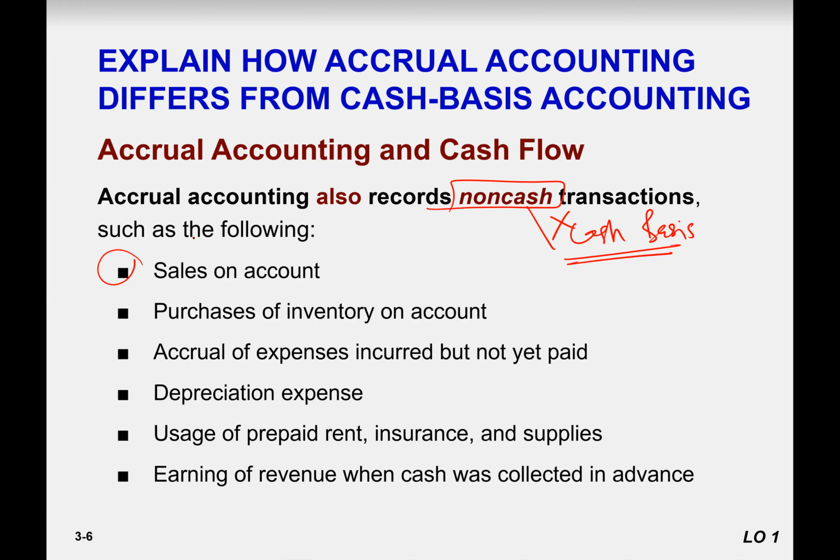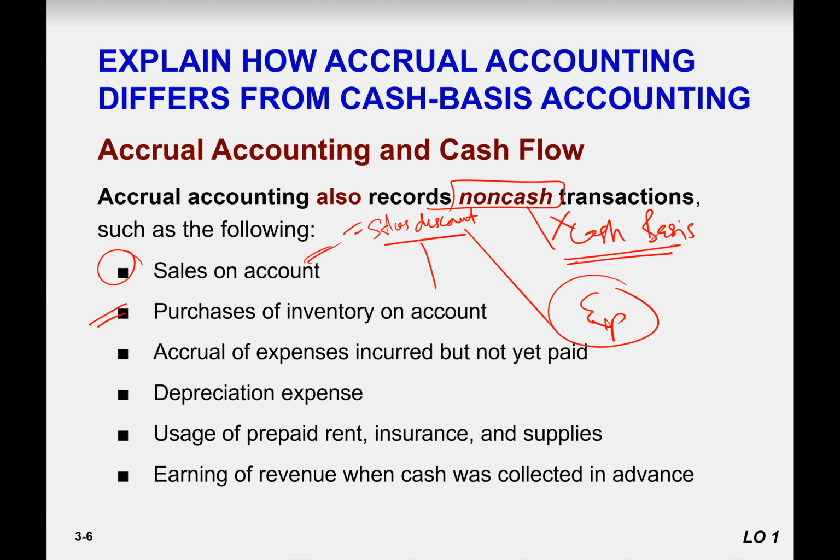For example, sales on account. You are given the sales, so we make another T account called sales discount. The nature is of expenses. So this is a kind of expense, but the name is sales discount. So we can also record this stuff.